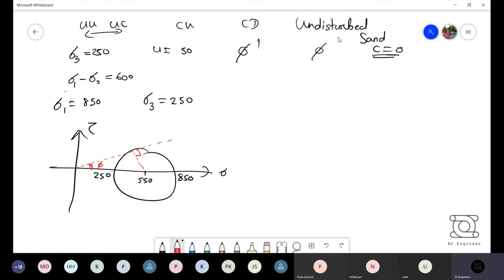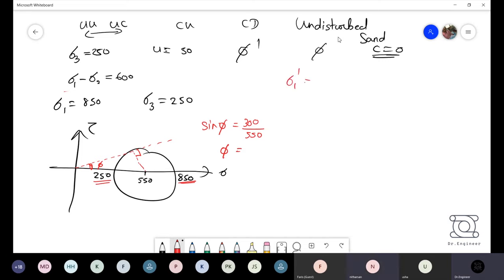So if it is phi, sine phi. What is the radius? The radius is 300, 850 minus 250, it is 600, so the radius is 300, divided by 550. So taking the inverse, you can find the angle phi. Simple as that. So how to find sigma 1 dash?